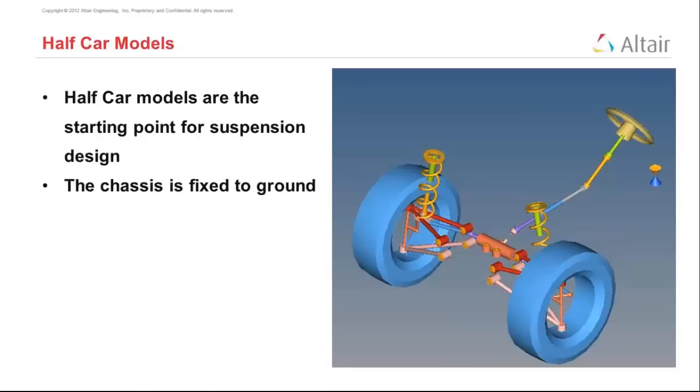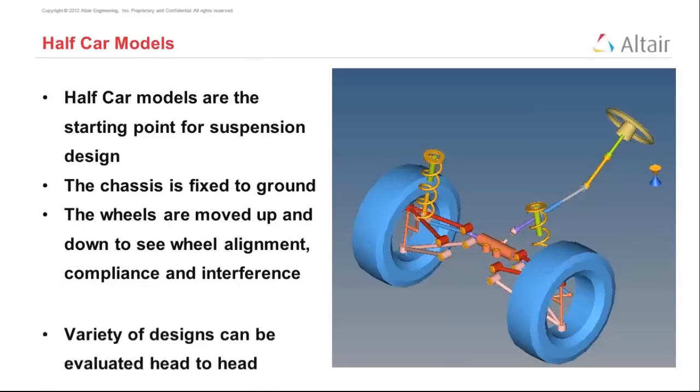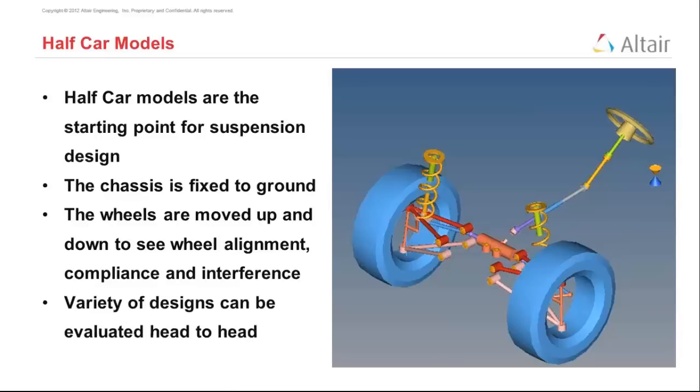In a half-car model, the chassis is fixed to the ground, as in not allowed to move, and we move the wheels up and down to see how the wheel alignment changes as the wheels move up and down. That is, we observe how the wheel orientations change as the suspension springs compress and rebound. The advantage of half-car models is that they're quick to evaluate, and you can see your results quickly, and you can try a variety of designs that you may have in mind, one after the other, and get a clear picture of suspension design.